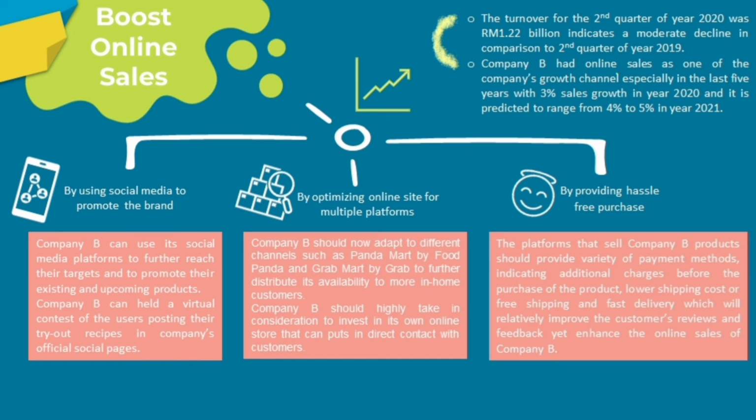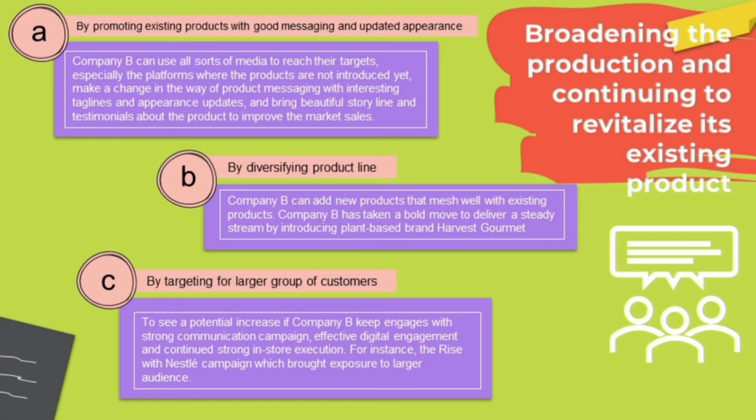This is because during this pandemic, it is obvious that strong in-home consumption continued while out-of-home channels recovered progressively. Thirdly, by providing hassle-free purchase, whereby providing a variety of payment methods, indicating additional charges before the purchase of the product, lower shipping costs or free shipping and fast delivery to improve satisfaction of customers.